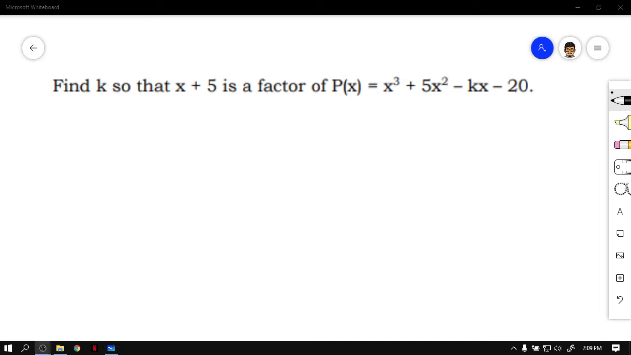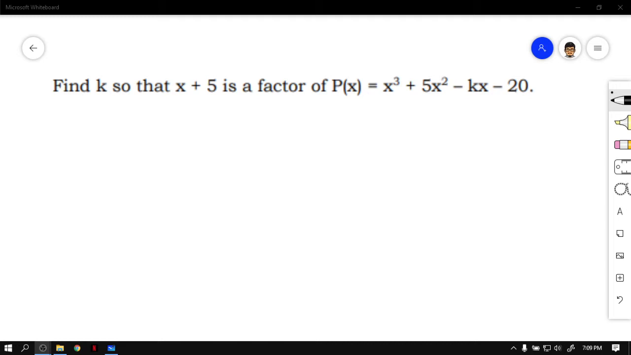So, next example for factor theorem. Find k so that x plus 5 is a factor of p of x is equal to x cubed plus 5x squared minus kx minus 20. So, technically, hindi yan kakayanin ng synthetic. So, calculate for p of r tayo.